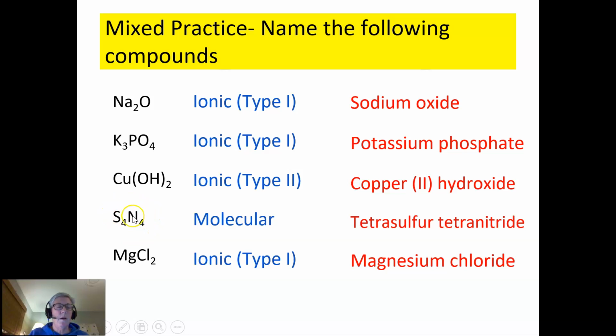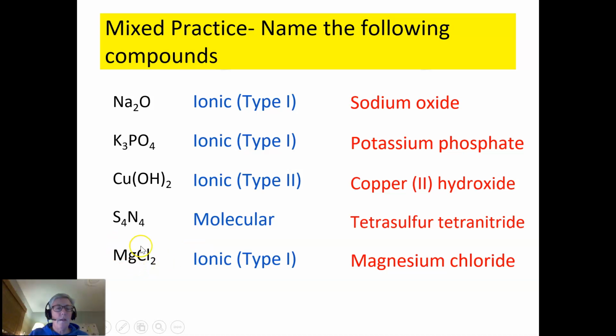This one, S4N4, there is no metal in here and there's no ammonium. I have 2 nonmetals, sulfur and nitrogen. So I am in the molecular naming category. And 4 is tetra. So you would say tetrasulfur tetranitride. Nitrogen's ending still is changed to IDE.